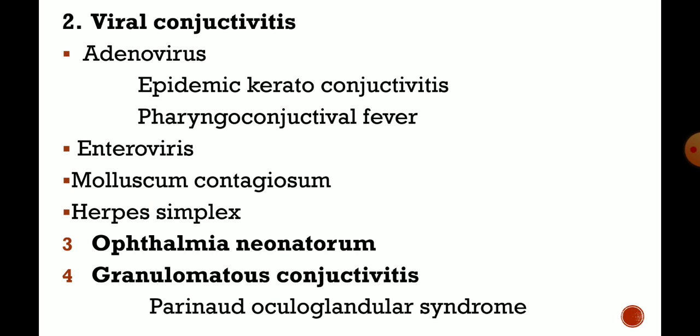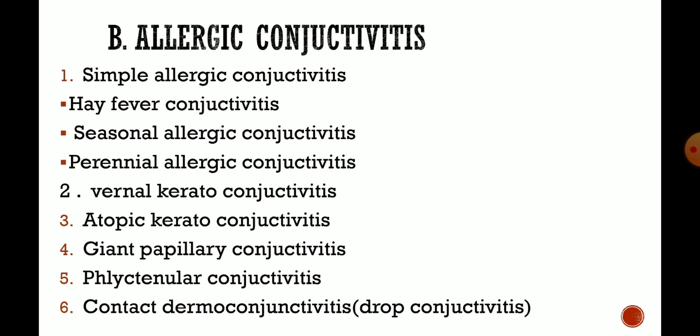Another cause is virus, and the virus mostly causing is adenovirus. Adenovirus involves both cornea and conjunctiva, that is epidemic keratoconjunctivitis or pharyngoconjunctival fever. Then another is enterovirus, molluscum contagiosum, herpes simplex. Then ophthalmia neonatorum by gonococcus and granulomatous conjunctivitis. So this is the broad classification, okay.